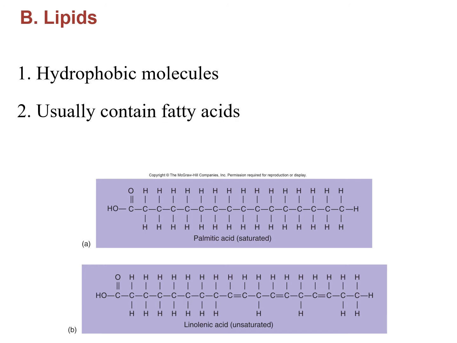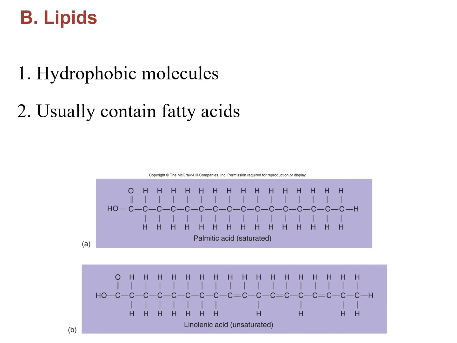Some of the most important lipids have molecules called fatty acids. And here are two examples of fatty acids. These are long carbon chains with lots of hydrogens attached to the carbon. And on the left-hand end, there is a cluster of atoms called the carboxylic acid group. And that is where we get the name fatty acid from.